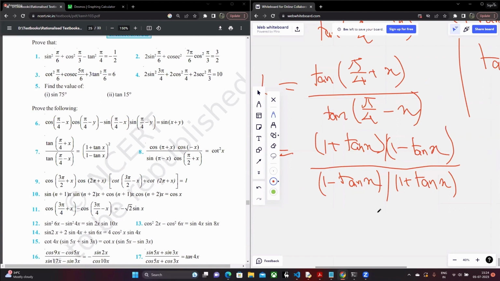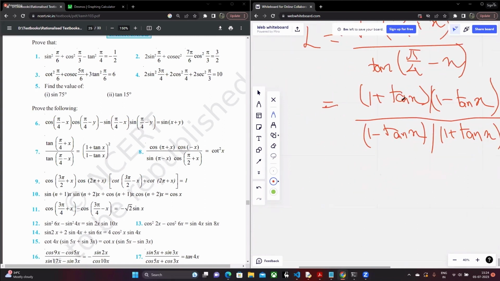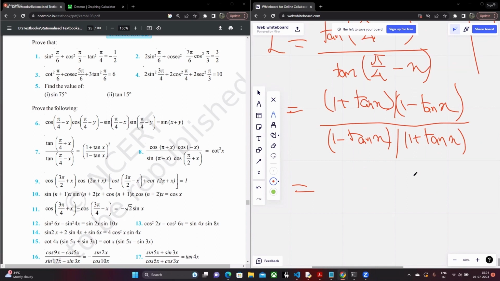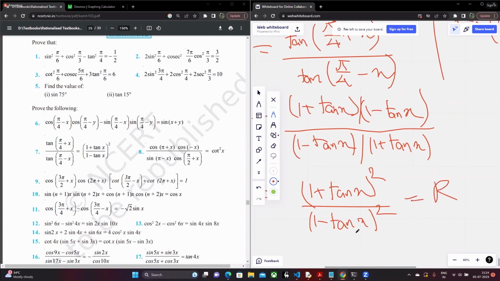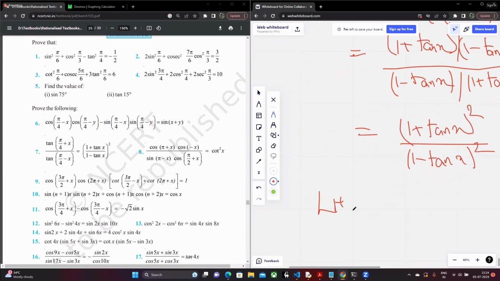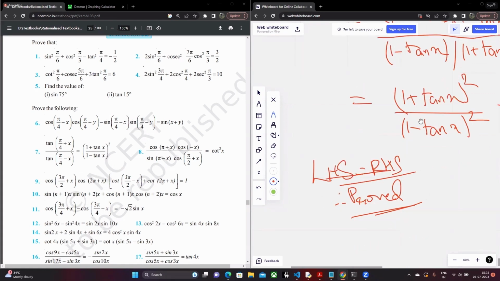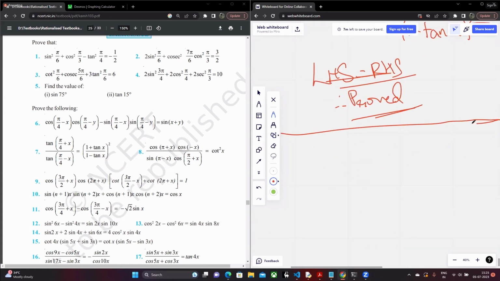So with this, this is going to go here, this is going to go over there. I'll basically be getting 1 plus tan x, the whole square, divided by 1 minus tan x, the whole square, which is basically the right hand side. So I have proved that LHS is equal to RHS. Therefore, I've proved the statement. This is question number 7.